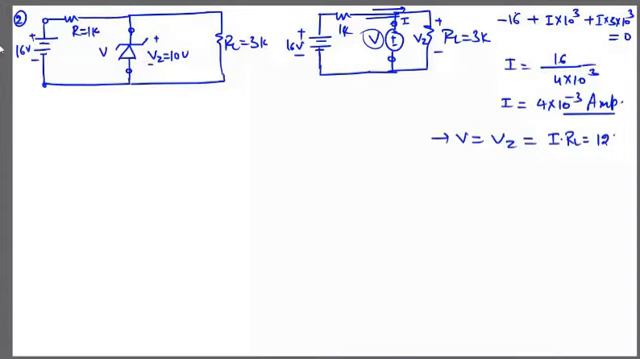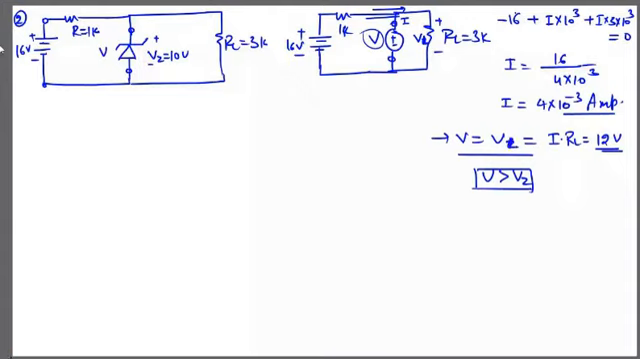Okay, so here this is the important conclusion. We found that V is greater than VZ. So ultimately, this diode cannot be short circuited. It is not an open circuit either. Simple. The answer to VL.